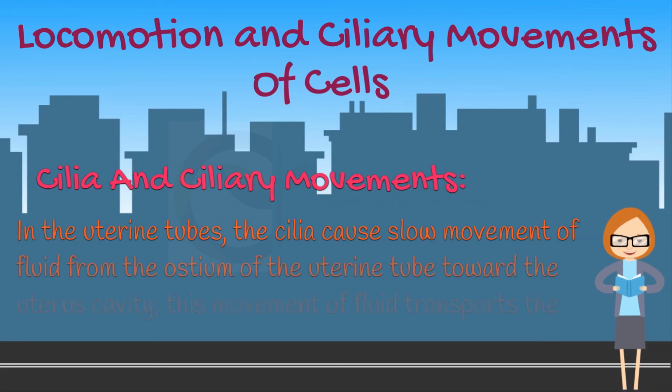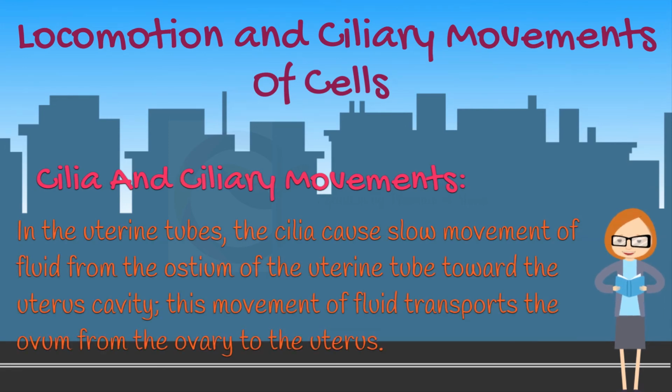In the uterine tubes, the cilia cause slow movement of fluid from the ostium of the uterine tube toward the uterus cavity. This movement of fluid transports the ovum from the ovary to the uterus.